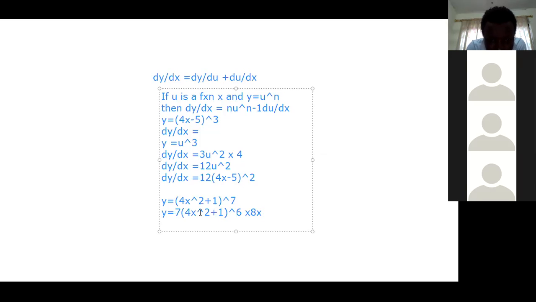So 8x. Then what we are going to do is 8x times 7. 8 times 7 will give us what? 56. I hope I'm not lying too. Is it 56? Yes. So we are going to get 56x, into brackets the whole of this, 4x squared plus 1, raised to the power 6. You see, this one is very simple.